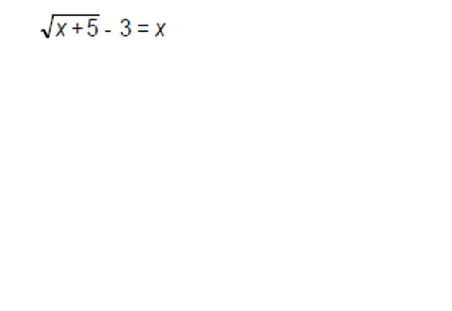Okay, my example says the square root of x plus 5 minus 3 equals x. Now this one's a little bit different. I've got an x underneath the radical. I've got an x on the outside of the radical. But I still do the same thing.